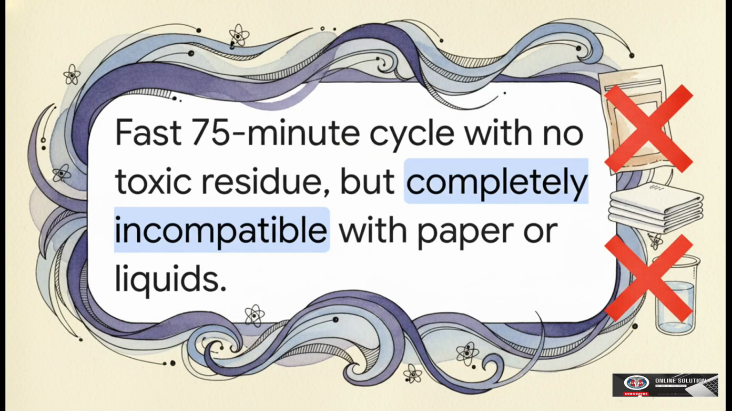If you want to skip the toxic gas, you can literally use the 4th state of matter, hydrogen peroxide gas plasma. It creates these free radicals that disrupt microbial metabolism incredibly fast. We're talking a 75-minute cycle with absolutely 0 toxic residues left behind.